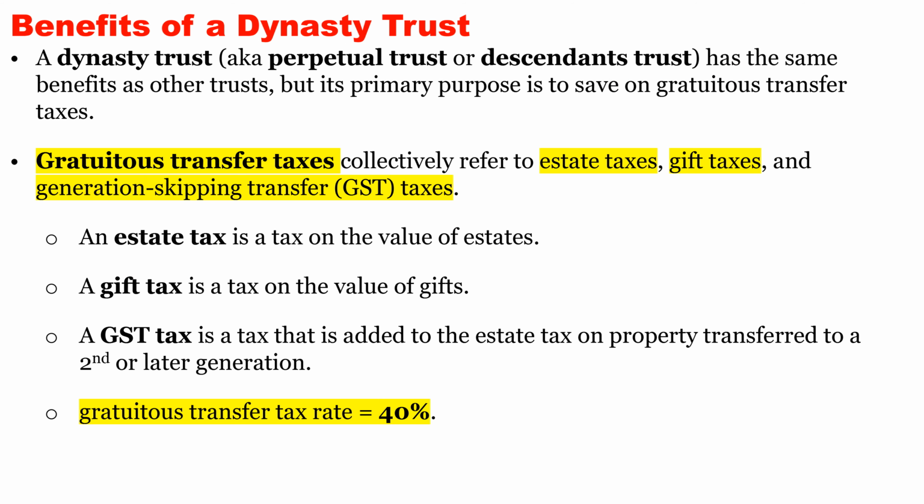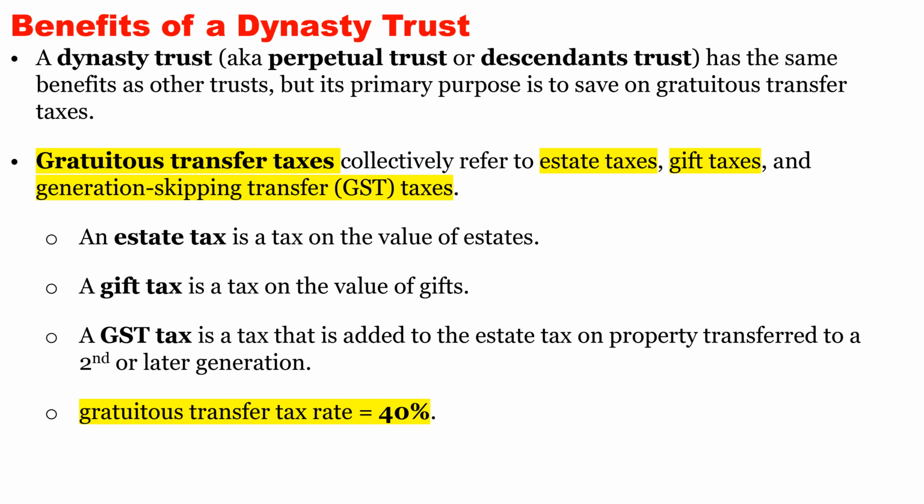A dynasty trust, also known as a perpetual trust or descendants trust, is a type of trust created primarily to save on gratuitous transfer taxes over several generations, while also having the other benefits of trusts. Gratuitous transfer taxes collectively refer to estate taxes, gift taxes, and generation skipping transfer taxes. A generation skipping transfer tax, which I will hereafter just call the GST tax, is a tax that is added to the estate tax on property transferred to a second or later generation.